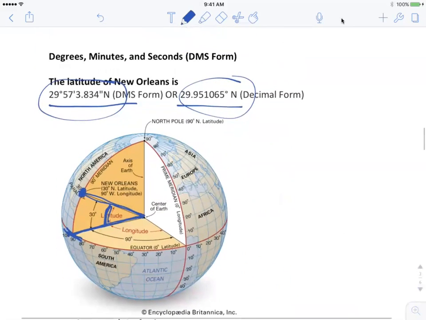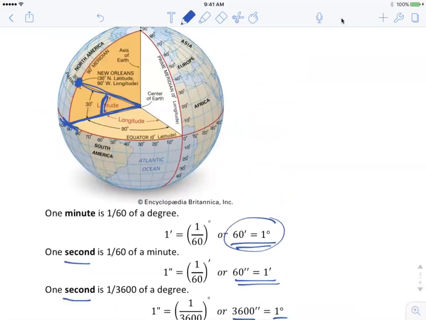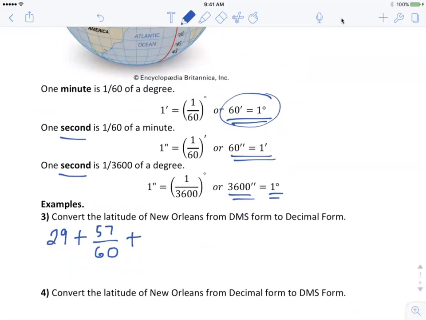So if I go back up, the number of seconds there is 3.834. Sorry for all the scrolling. 3.834. I want to convert that to degrees as well. And now I have to use this: there's 3,600 seconds in a degree. So I'm going to divide that number by 3,600. Okay, and then there's my calculation. So now I'm going to my calculator.